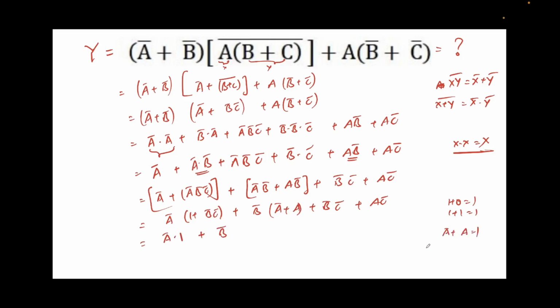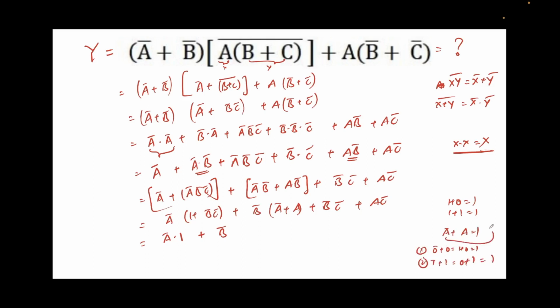Because let's take the case when A is equal to 0. When A is 0, it will be 0 bar plus 0, which is equal to 1 plus 0, which is equal to 1. Or when A is 1, it will be 1 bar plus 1, 0 plus 1, which is again equal to 1.